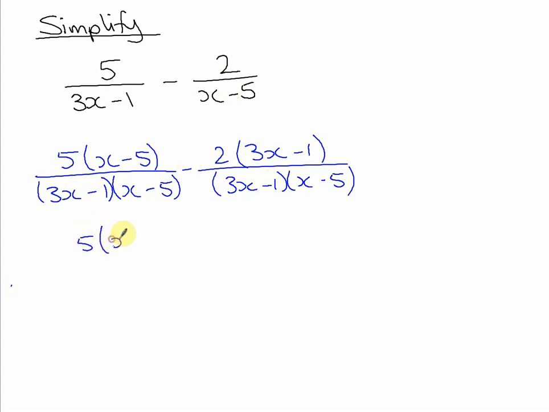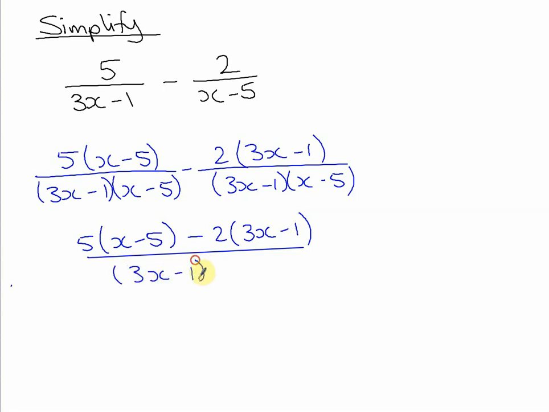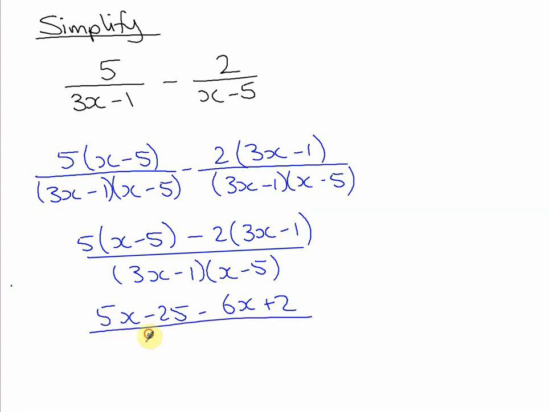So we've got 5 lots of x minus 5, so we're just putting them together like we did before in the previous 4. And just keep that denominator the same. Expand. So 5x minus 25. Be careful with the double negatives. Minus 6x plus 2. Write the denominator. Lots of writing the same things over and over again.